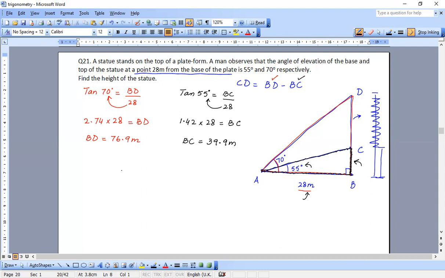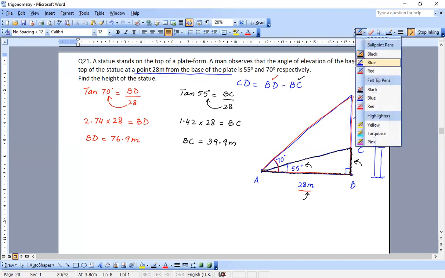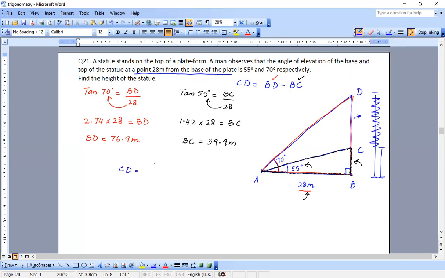Now I have these two values. I can calculate the length of CD, and as I mentioned earlier, CD is equal to BD minus BC. BD is 76.9 minus BC is 39.9. I'll subtract 39.9 from 76.9. Let's see what we get. 76.9 minus 39.9. The length of CD is going to be 37 meters. So we can say that the height of the statue is 37 meters.